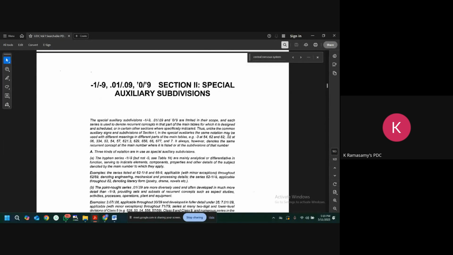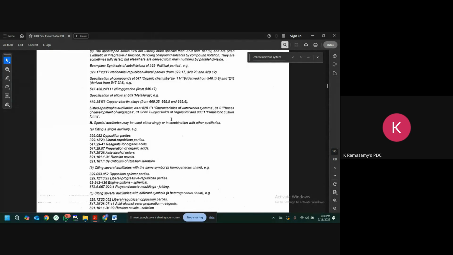These special auxiliaries are meant for a particular subject or a particular subject and its subdivisions. And these special auxiliaries are applicable either to a particular main class, or a main class and its subdivisions, or a series of subjects. So these special auxiliary numbers cannot be generally used for all the subjects. Wherever instructed, wherever they are applicable, you can use special auxiliaries only for that particular place where they are listed. It's a very special thing called special auxiliary subdivisions. Good. That's about the second section of part 1.